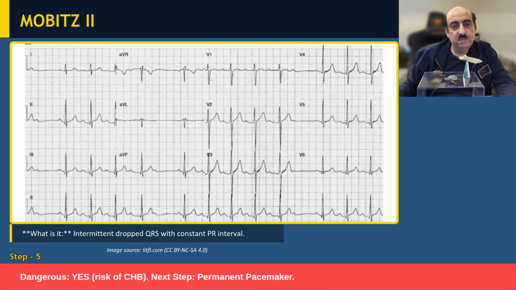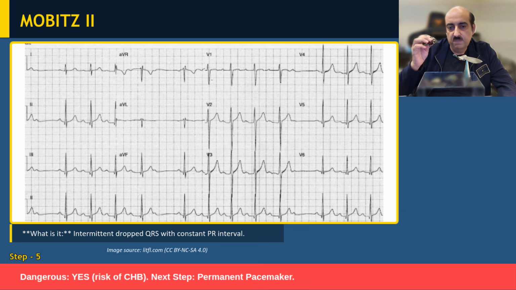Mobitz type 2: intermittent dropped QRS with constant PR interval. If you look at rhythm strip 2 at the bottom, the first, second, third, fourth QRS complexes are normal, and the PR interval also appears normal. However, there is a failed conduction after the fourth complex. Then we have 5 complexes, then a failed conduction. So again, there is no pattern. This is a sudden dropped beat which is unexpected and non-conducted, and yes, it has a danger of going into complete heart block, which can eventually lead to serious consequences.